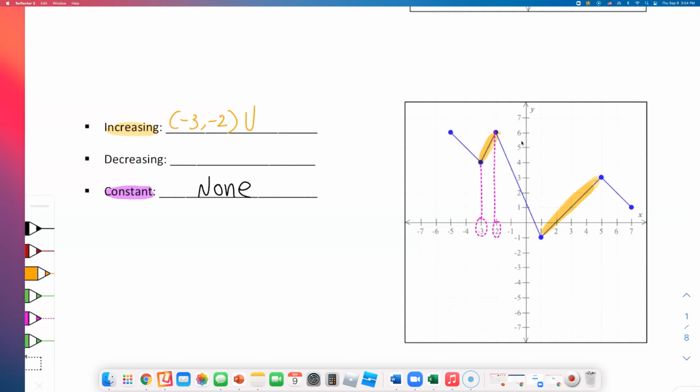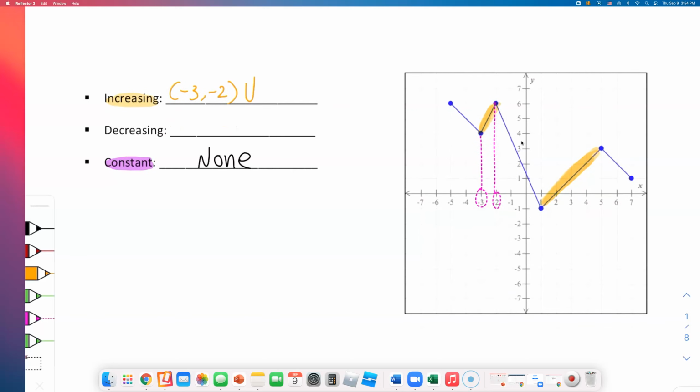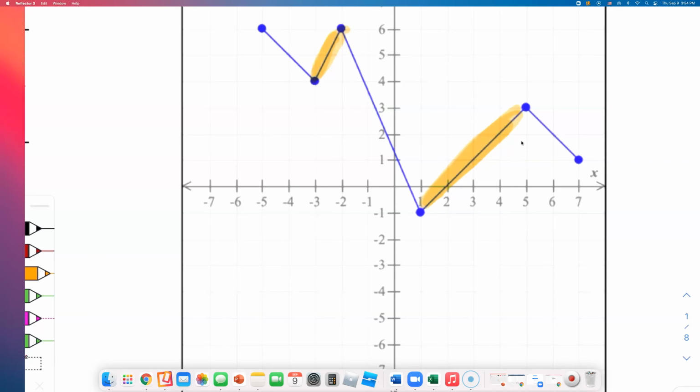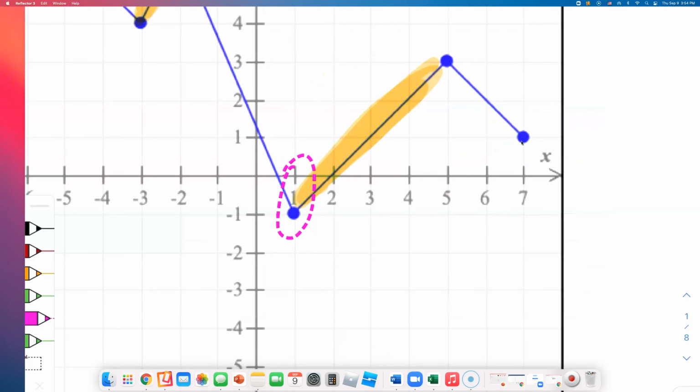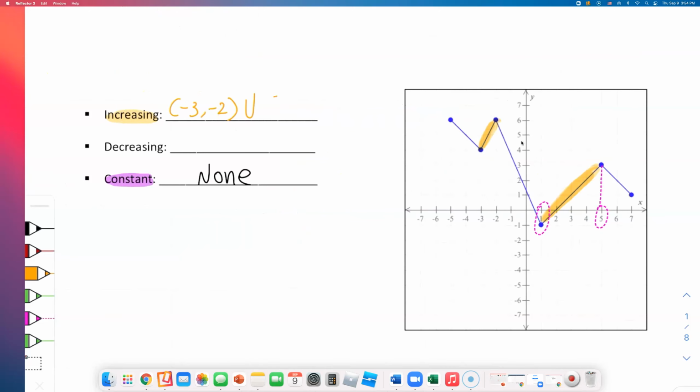I may stick with the union symbol this time because I honestly cannot remember if your instructor wants you to use a union or a comma. You'll know because you'll do the homework, right? All right, next one. This interval right here starts going up at 1 and stops going up at 5. So when I write the interval, I will say 1, 5.